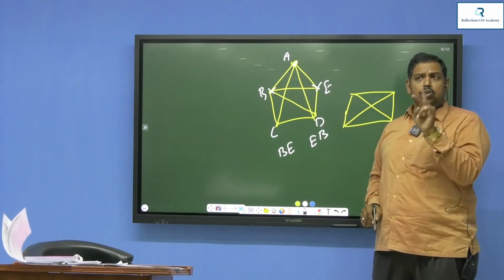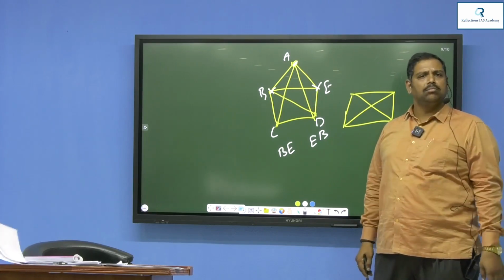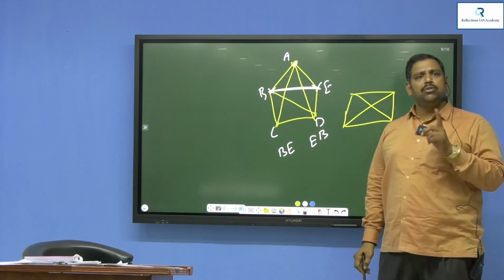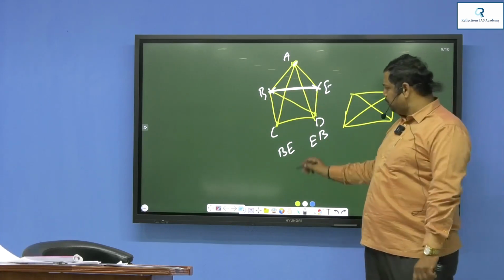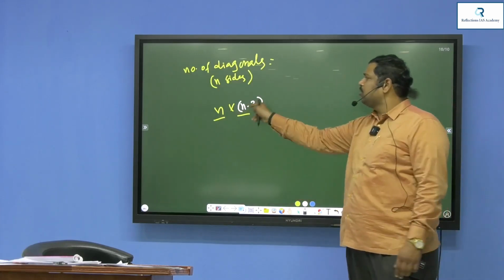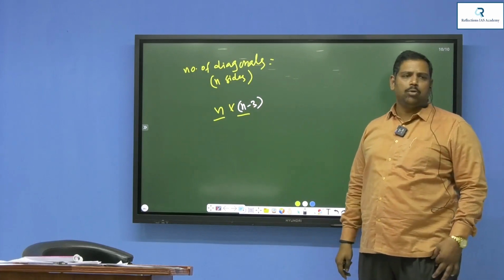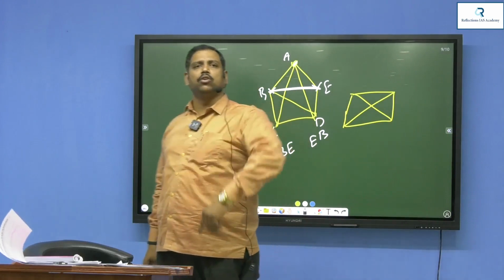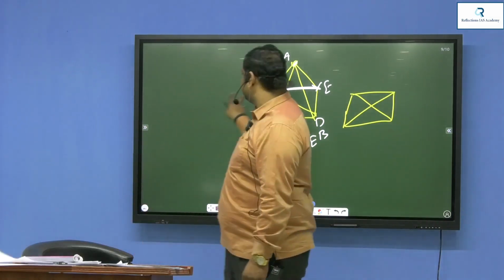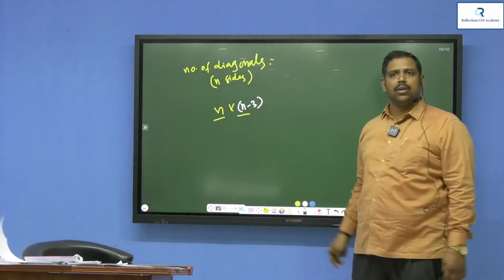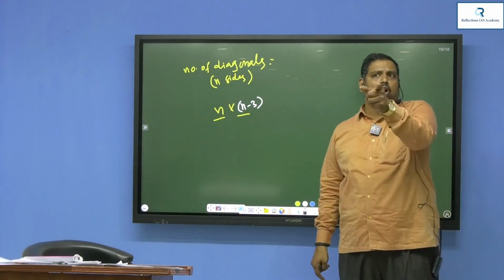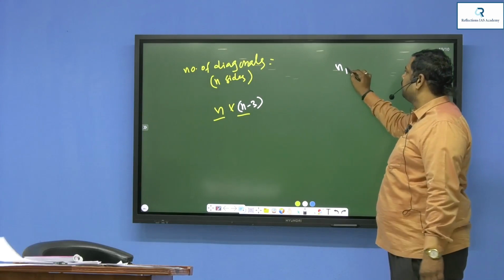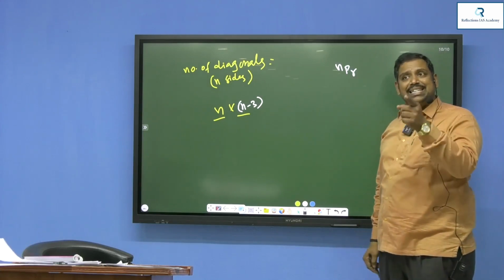BE and EB, are they two diagonals or only one diagonal? If you go like this, you're counting both. That means if you go in this manner, order is important for you, right? If order is important, is it permutation or combination? Permutation. Permutation means nPr. But is our answer nPr or nCr?